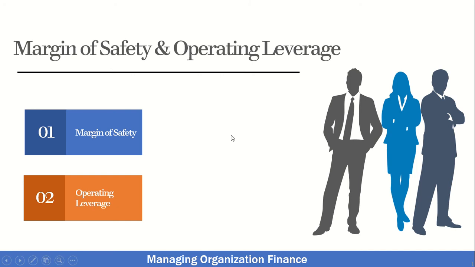In our last lesson, we had learned about different components of cost structure, that is, fixed cost, variable cost, and mixed cost. In this chapter, let us understand how different proportion of fixed and variable cost in a company's cost structure impacts its operating profit in different scenarios.